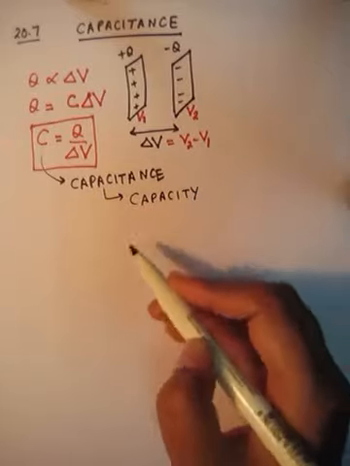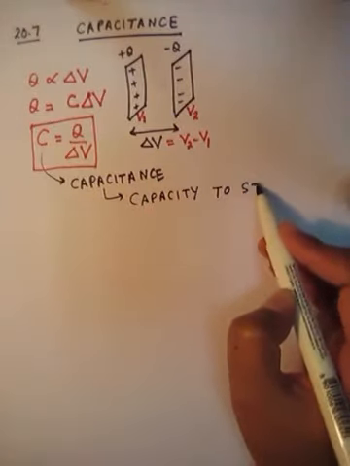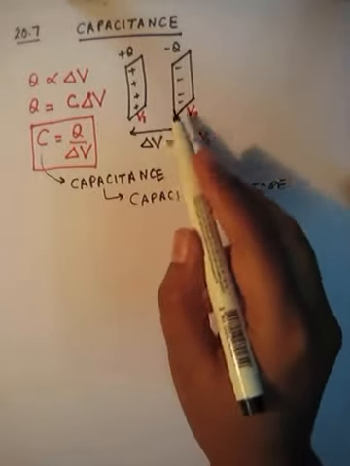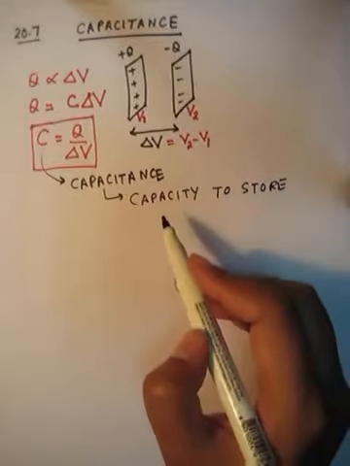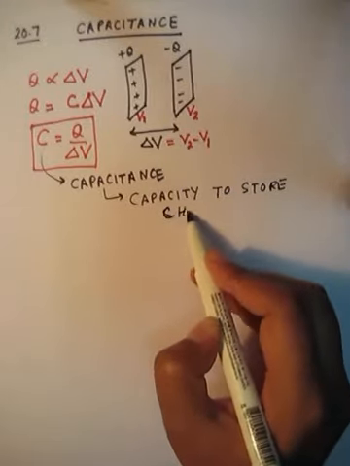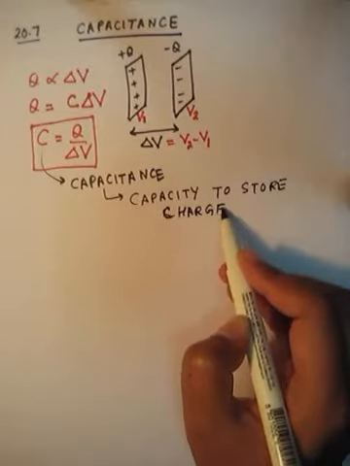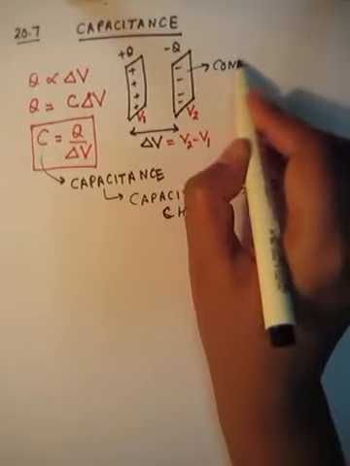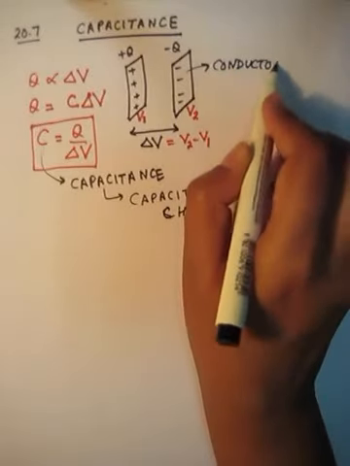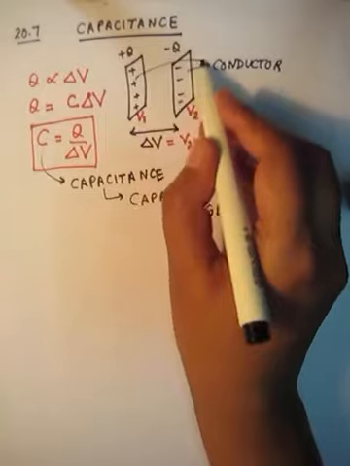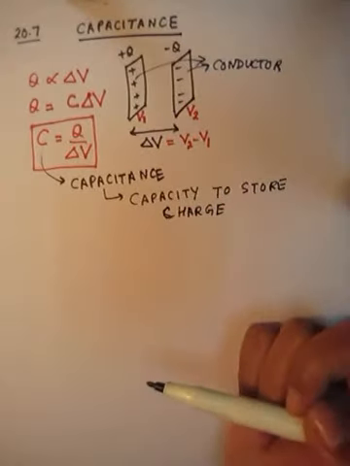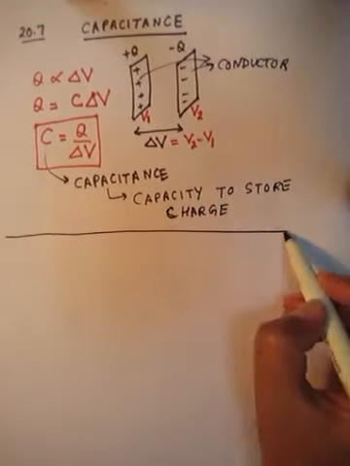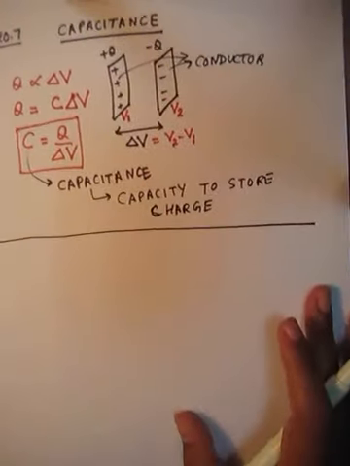This term capacitance is taken from capacity. How much capacity a parallel plate capacitor or any other capacitor has to store charge. So if you have two conductors, both of these plates are conductors. Now how does this work, how is the charging of the plates done?